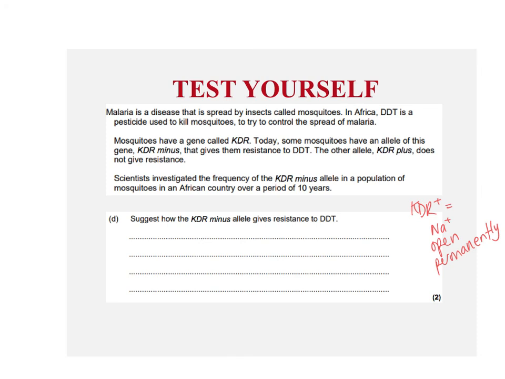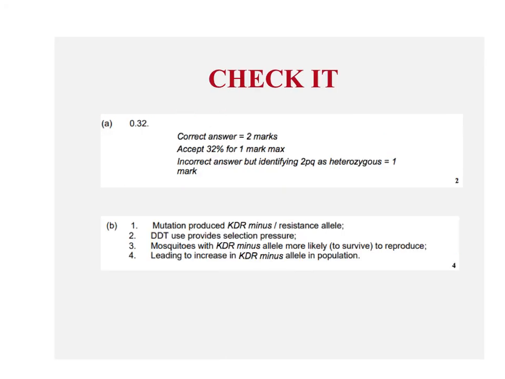So the first question had an answer of 0.32. Accept 32% for 1 mark maximum. Hopefully you wouldn't have done that. But also, if you've recognised 2PQ as heterozygous, so the KDR+, KDR- genotype, then you can get 1 mark for that as well. If you're not sure how to get this answer, let me know and I can show you the worked through live in the lesson.